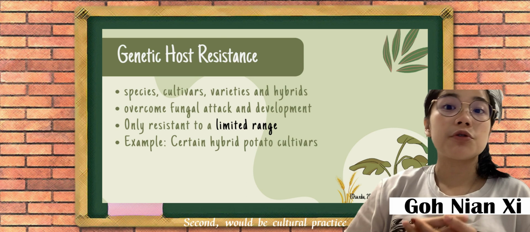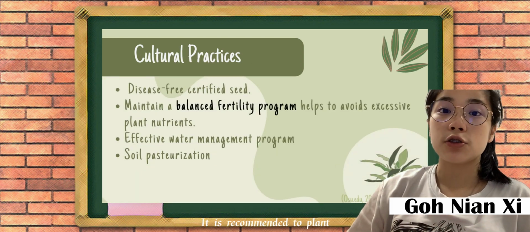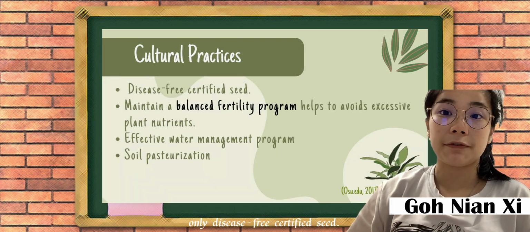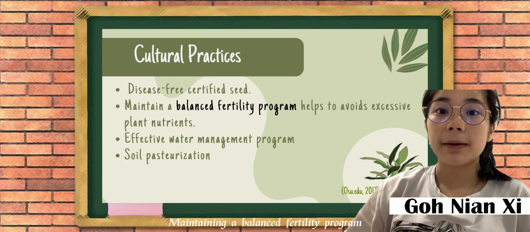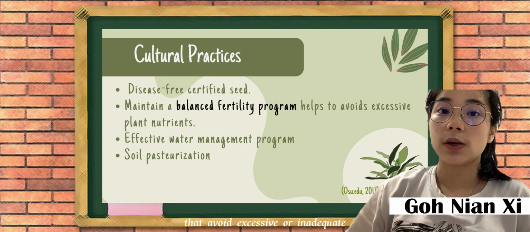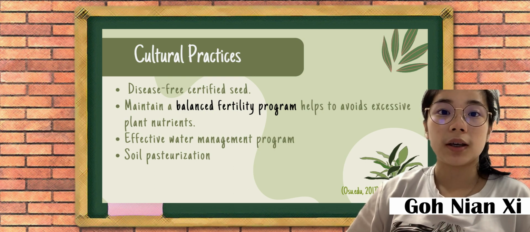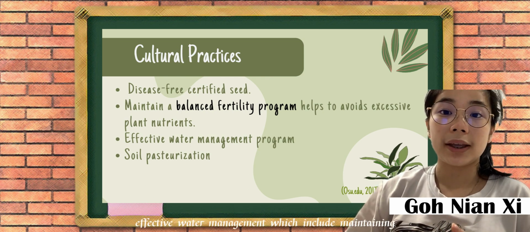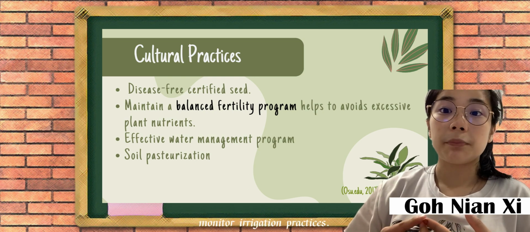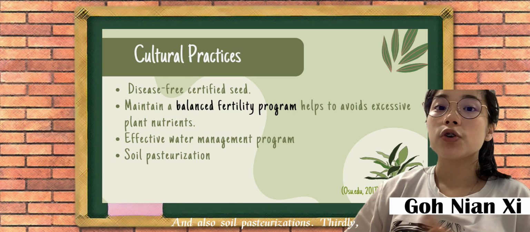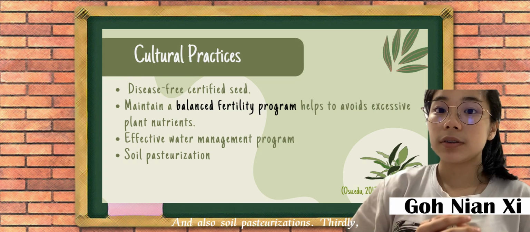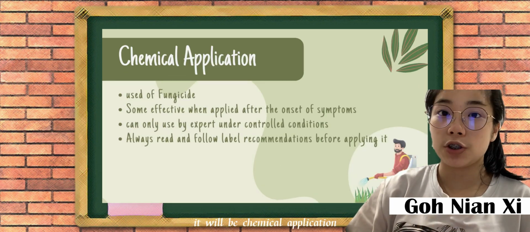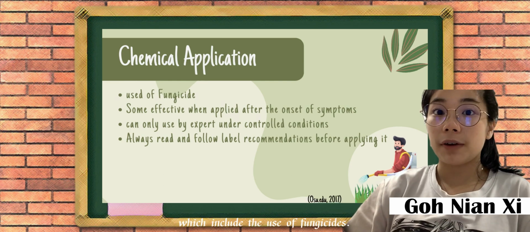Second would be cultural practice. It is recommended to plant only disease-free certified seeds, maintaining a balanced fertility program that avoids excessive or inadequate levels of key nutrients. Other than that, effective water management, which includes maintaining adequate soil drainage, monitoring irrigation practice, and also soil pasteurization. Thirdly, it would be chemical application, which includes the use of fungicides.